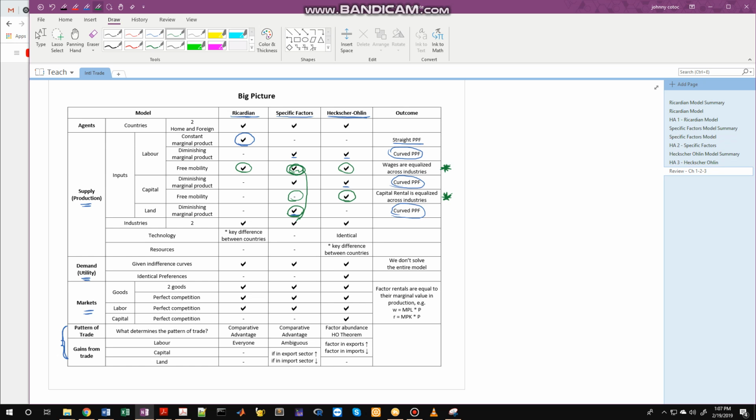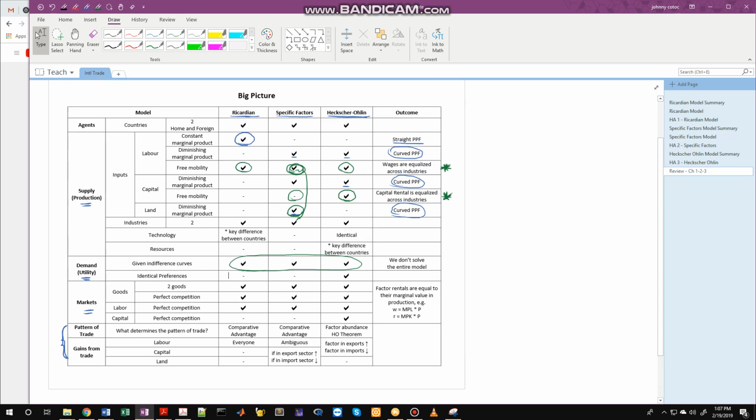Moving forward, the middle part here is not of great importance, but this kind of helps us realize that in all of the models that we've studied so far, we don't really get to see the complete model, but we're just mainly focusing on the production side and then focusing on the results that come out of it. The markets are all perfectly competitive, and later on in the future chapters we'll see what happens when that changes.